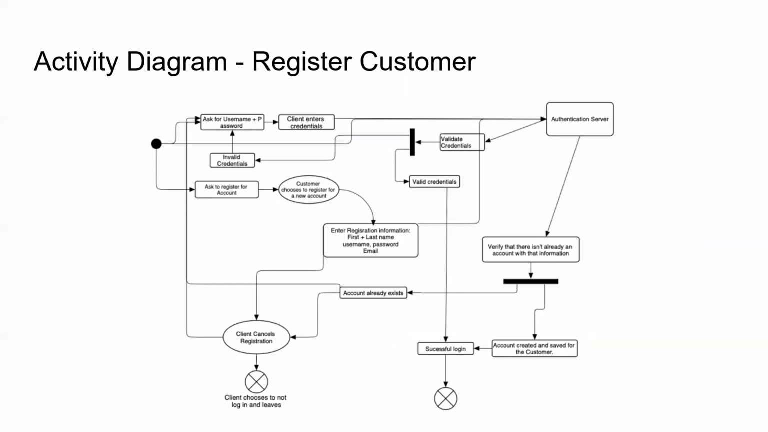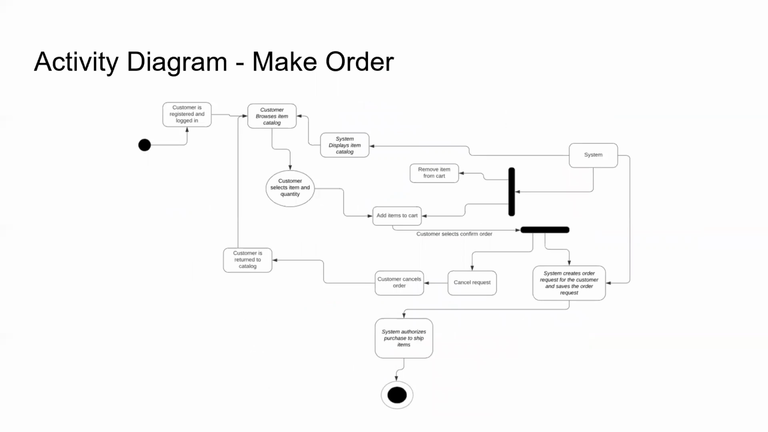Here we have the register customer, where we ask for the username and password to see if it's valid. If it is not valid, we can go ahead and make that and add it to the system. And here we have the make order activity diagram, where the customer can look through the catalog and add and remove items in the cart.